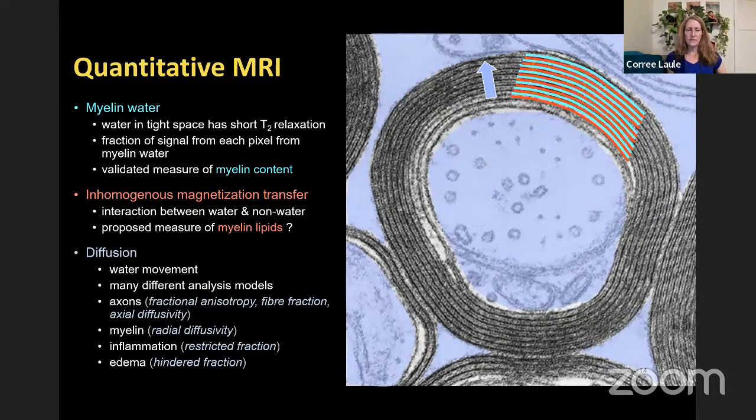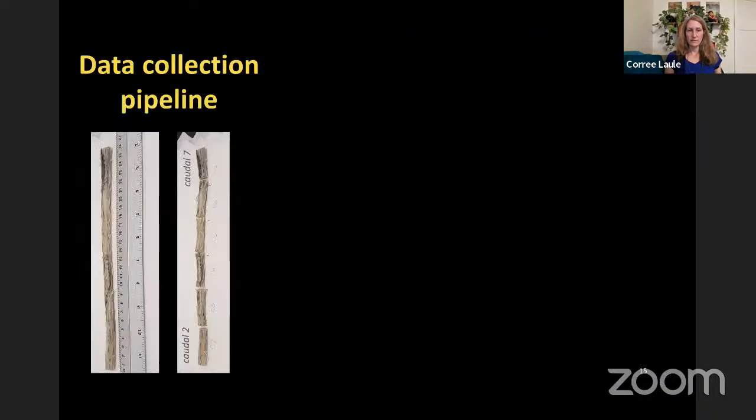And then the other method that we're doing is diffusion imaging. So diffusion imaging looks at how water is moving. There's many different analysis and biophysical models out there for diffusion weighted imaging analysis. And so you can extract out information about axons in terms of fractional anisotropy or fiber fraction or axial diffusivity. You can get information that's proposed to be related to myelin, which is the radial diffusivity, how quickly the water will move across the myelin bilayer. There's also models that give information about inflammation and edema as well. So those are the methods that we've been using.